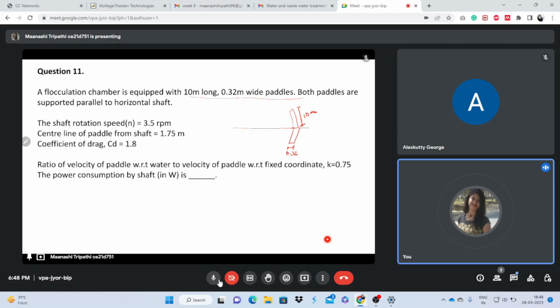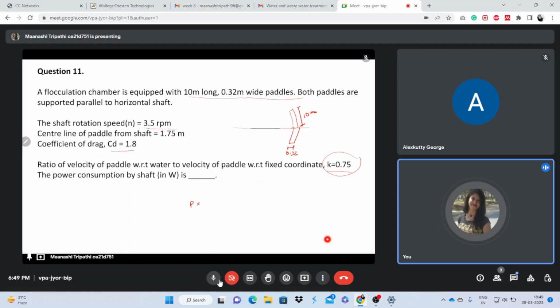The shaft rotation speed is 3.5 rpm. The center line of the paddle from the shaft is 1.75 meter. We know the coefficient of drag. We also know the ratio of velocity of paddle with respect to water to velocity of paddle with respect to fixed coordinate, the value of k. The power consumption by the shaft is asked. So here we have to calculate the power.